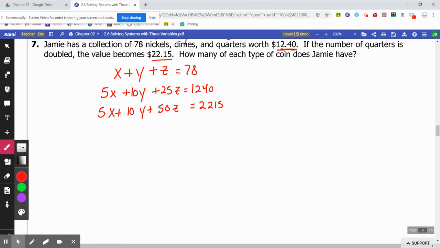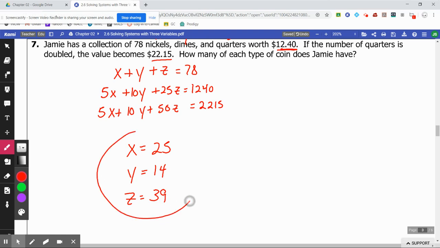And once you solve it, you're going to find out that the number of nickels is 25, the number of dimes will be 14, and the number of quarters will be 39. That will be your solution.